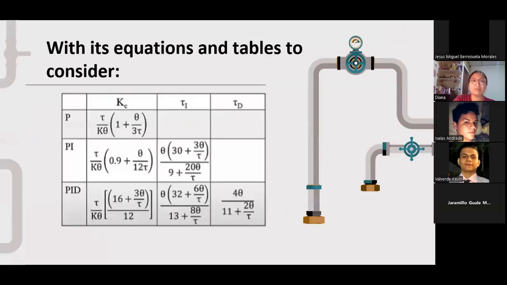Next. To apply the Cohen-Coon method, we use these equations. With these ones, we can get the proportional gain, the integral tau, and the derivative tau for the P, PI, and PID forms. We're going to use the PID, which is the same that we use in the Ziegler-Nichols method.